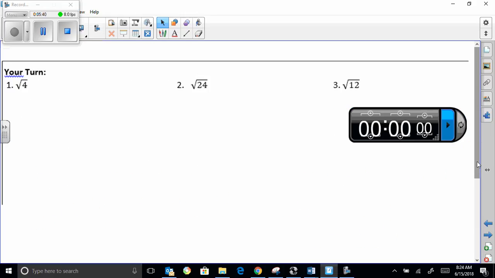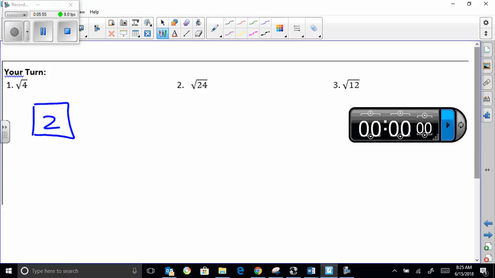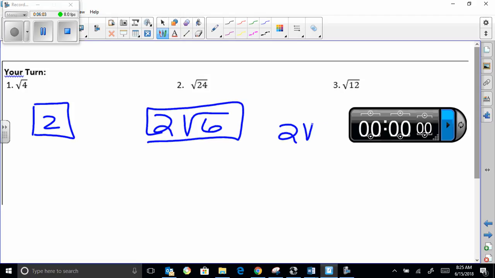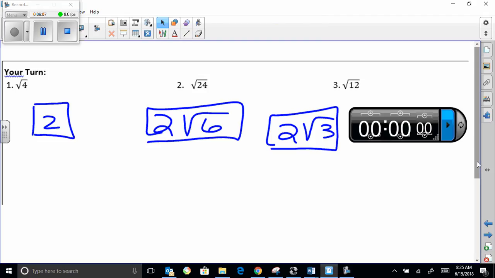If you would pause at this time and take a few moments to complete the Your Turn sections, number 1, number 2, and number 3, and then come back and check your answers. Okay, welcome back. Number 1 is 2. Number 2 is 2 times the square root of 6. And number 3 is 2 times the square root of 3.